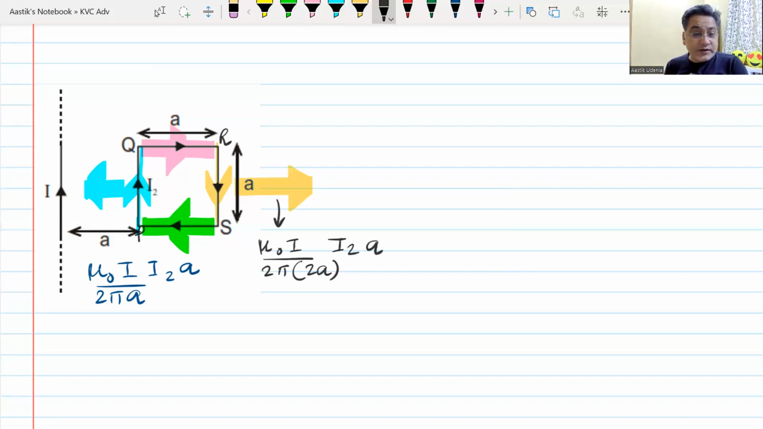Which force is going to win, the attractive one or the repulsive one? The attractive one. So what is the net force on this loop? The net force on this loop would be attractive. And what is the value of the net force? Mu naught I2 by 4 pi, sir. Do we understand this, or has this gone above our heads, saying bye-bye?